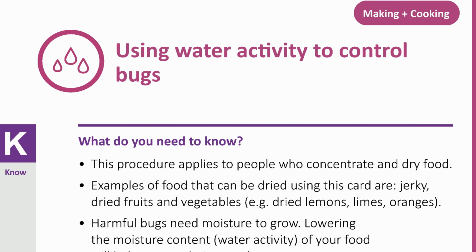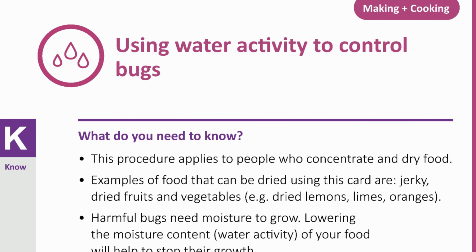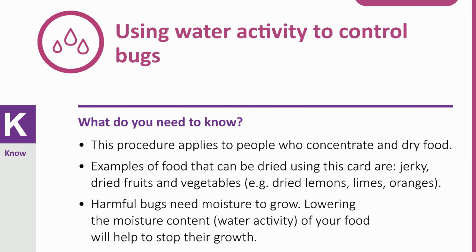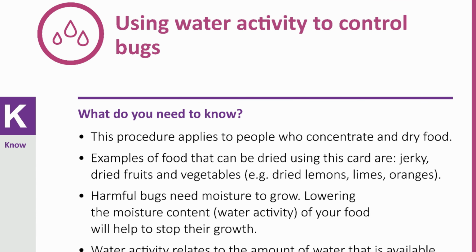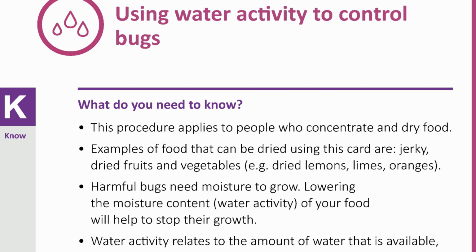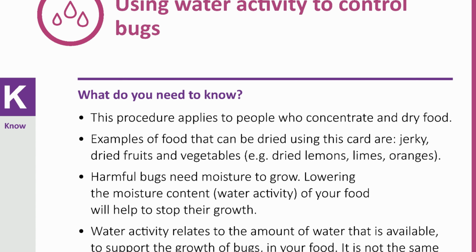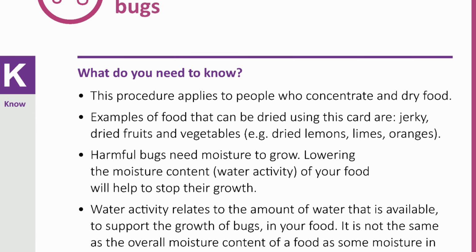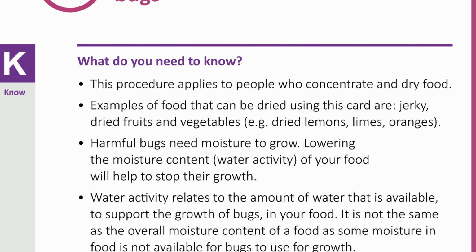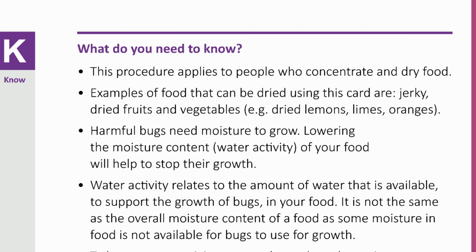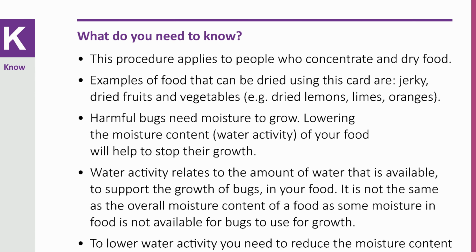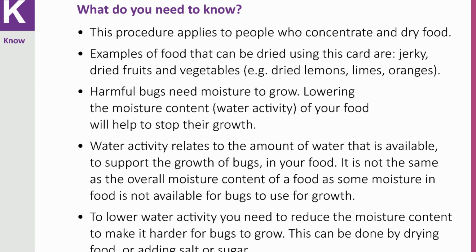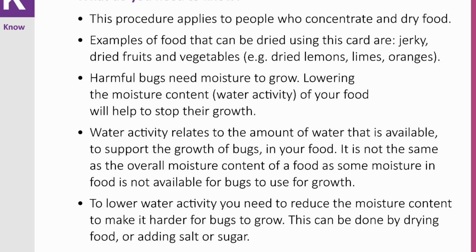Examples of food that can be dried using this card are jerky, dried fruits and vegetables, such as dried lemons, limes, oranges. Harmful bugs need moisture to grow. Lowering the moisture content, that is, water activity of your food, will help to stop their growth. Water activity relates to the amount of water that is available to support the growth of bugs in your food. It is not the same as the overall moisture content of a food, as some moisture in food is not available for bugs to use for growth.